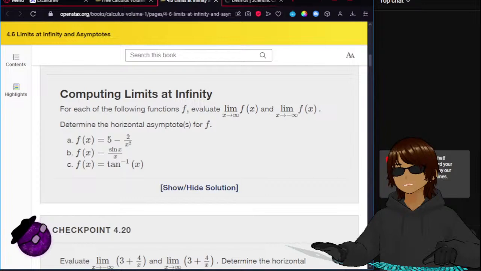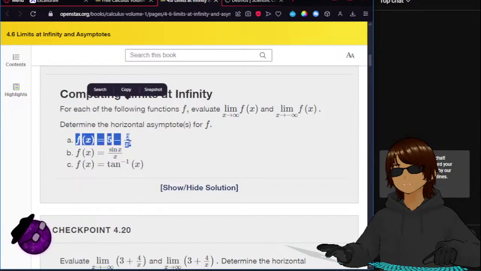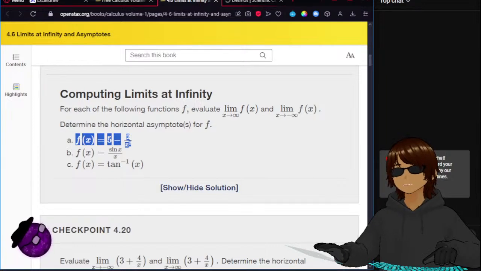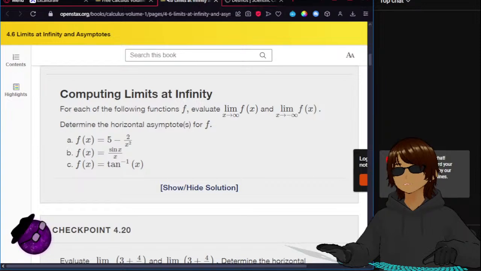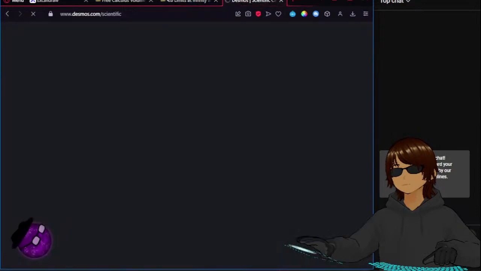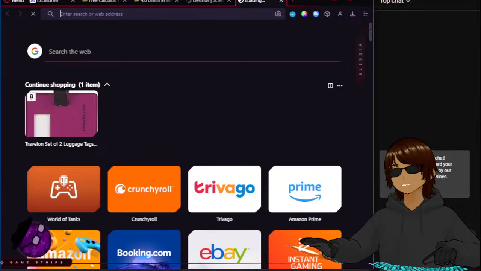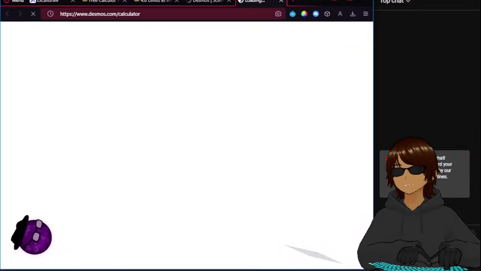For each of the following functions, evaluate these limits and determine the horizontal asymptote. Okay, over here x gets closer and closer to 0, the limit would be towards 5, right? So f of x would be getting closer and closer to 5. Since it's squared over here, it's both infinity and negative infinity.